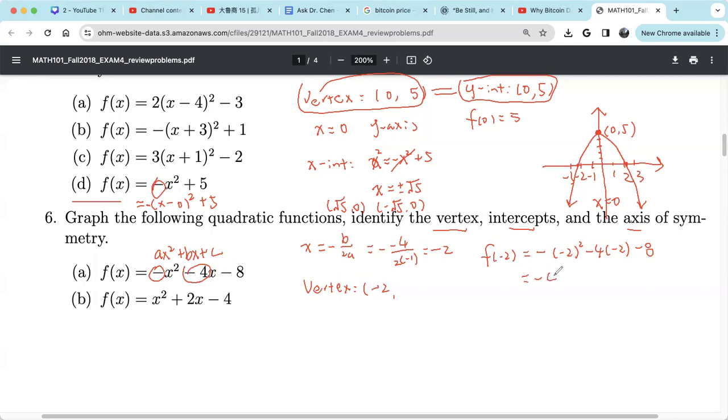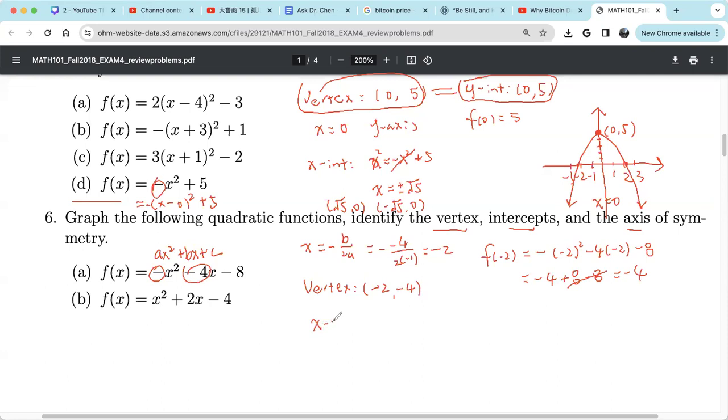-2 squared is +4, but we have a negative sign up front, so -4. Then -4 times -2 is +8, then -8. Those two can sort of cancel to zero, and we get -4. So (-2, -4) is our vertex.